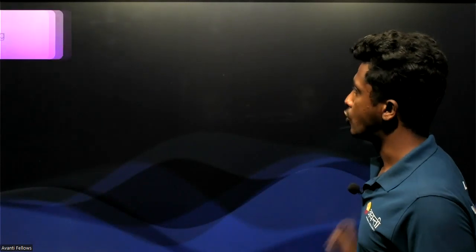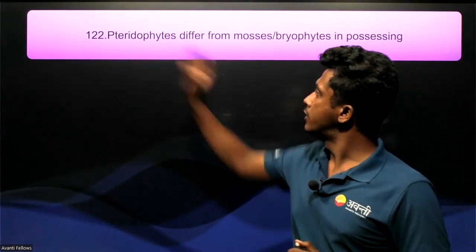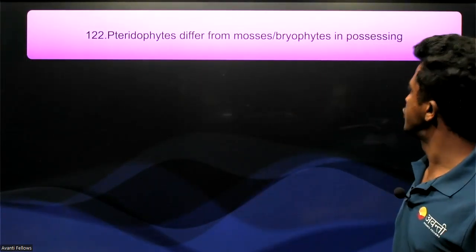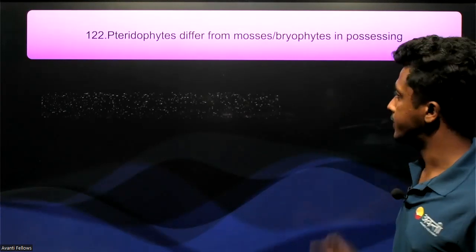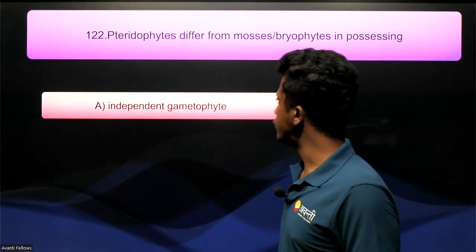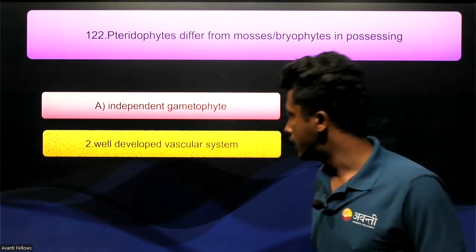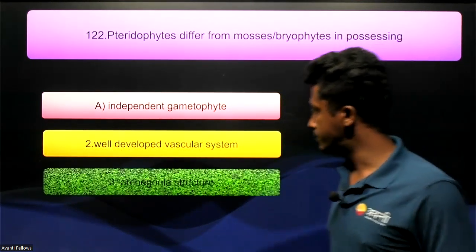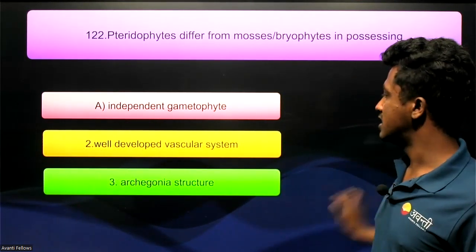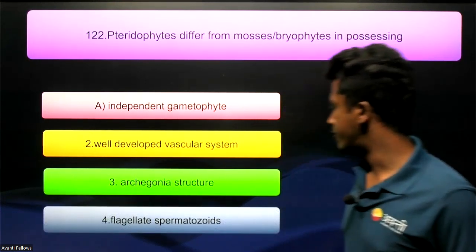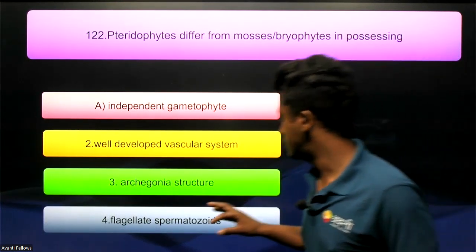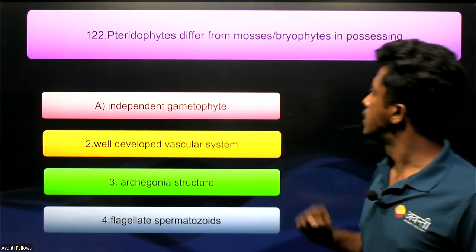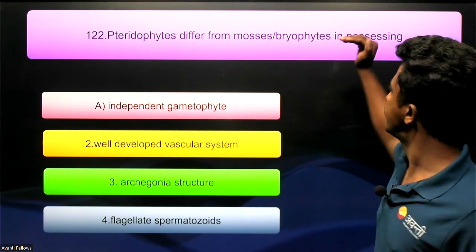Okay, so let's go for the next question. Pteridophytes differ from mosses or bryophytes in possessing: independent gametophyte, well-developed vascular system, archegonia, or flagellate spermatozoids.